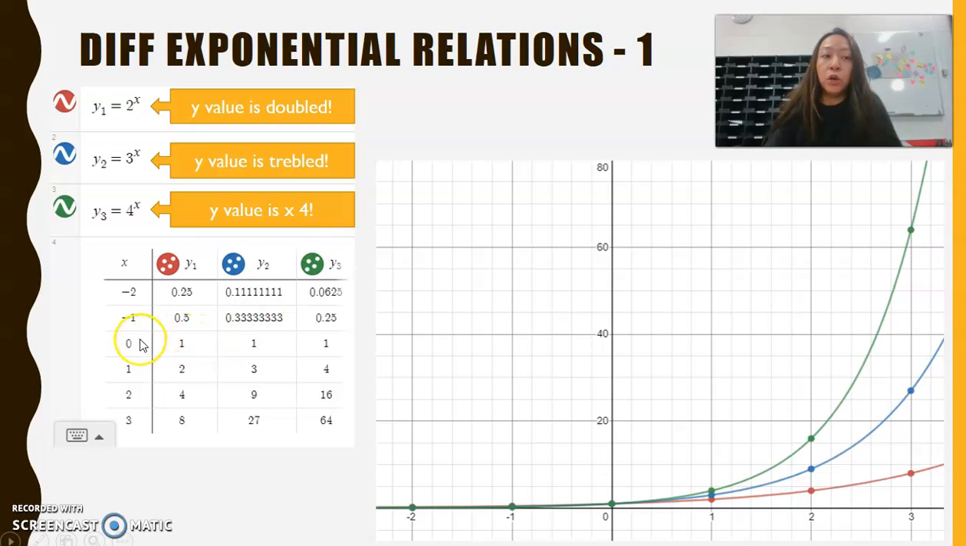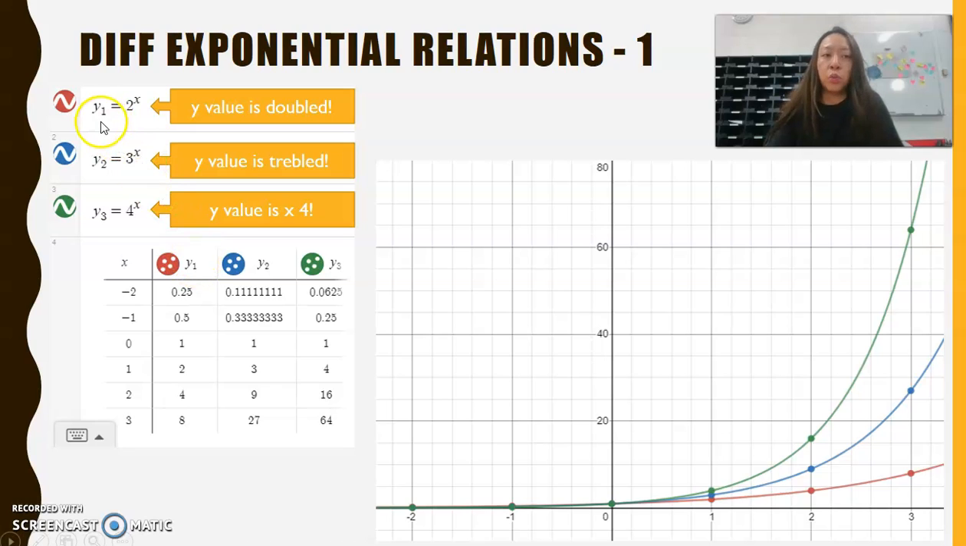And if we look across the row here, we can see that when x equals 0, y has a corresponding value of 1. Why is it like that? That's because whatever number you have powered by 0 will return the value of 1. So let's see how this exponential relation looks like in graph.